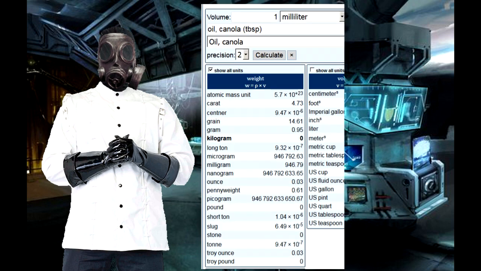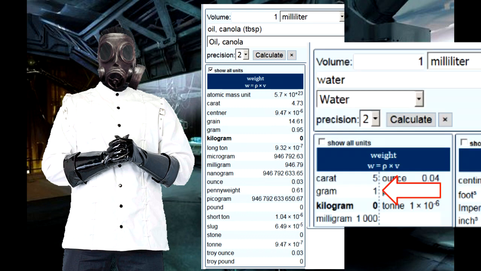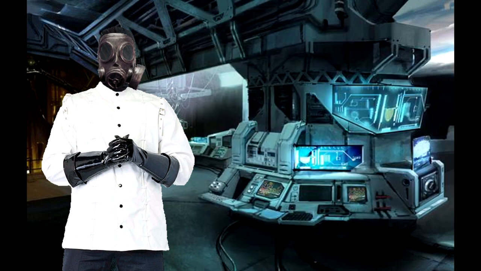Now, I don't know what kind of oil he's using, so I'll use canola oil as an example. Canola oil has a density of 0.95 grams per milliliter, while water has a density of 1 gram per milliliter. Water weighs more when comparing two equal amounts of it. In fact, most oils I could look up have less density than water. The more dense the liquid, the more molecules there is within the same volume of that liquid.